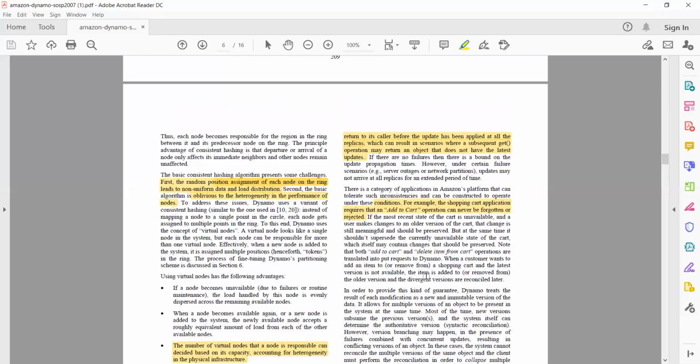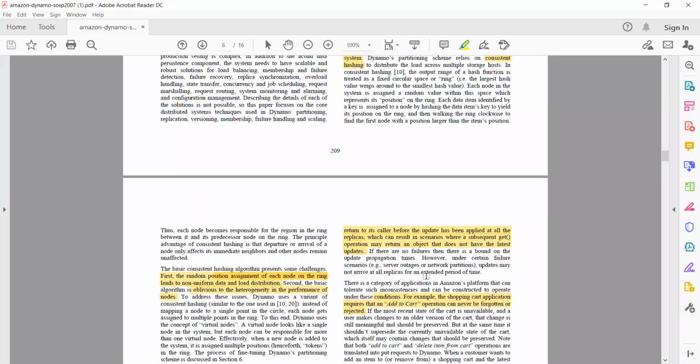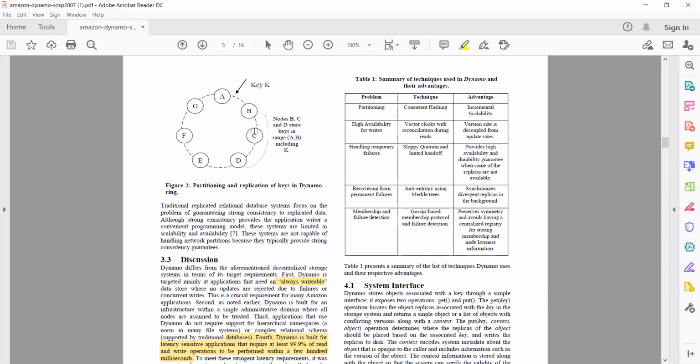And they talk about this concept of virtual nodes. So what they say is, if C is a higher capacity node than B, then they have this concept of virtual nodes, which essentially means putting two markers on the ring and marking that C is the owner. So C is responsible for two sets of keys, compared to B, which may be responsible for only one set of keys. That's the concept they refer to as virtual nodes, and that can take care of the different capacities.